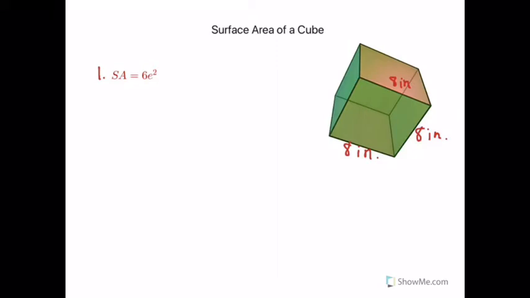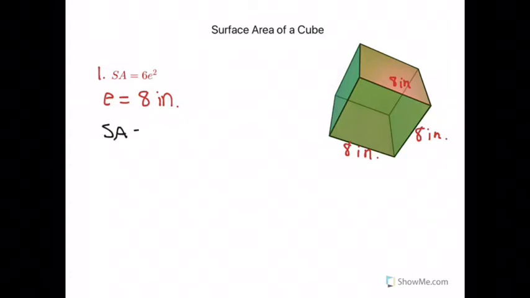So for number 1, our cube, you can see some of the edges are labeled, not all of them, but some of them are labeled, and they're all the same. They're all 8 inches. If one edge is 8 inches, they will all be 8 inches. So I know that E for edge equals 8 inches. And that's what I'm going to plug into my formula. So I want to see all of your work here. Show me the formula you're going to use. SA equals 6E squared. That's our formula for surface area of a cube.